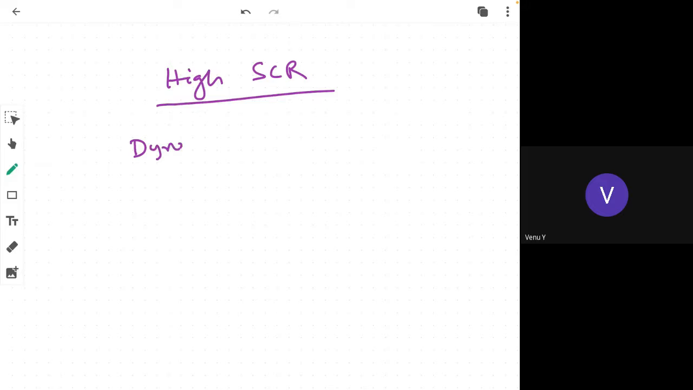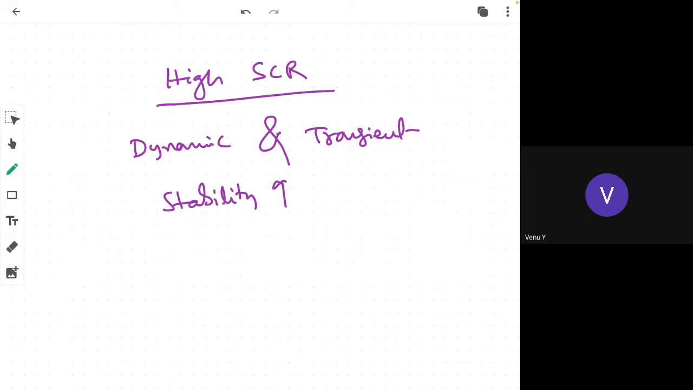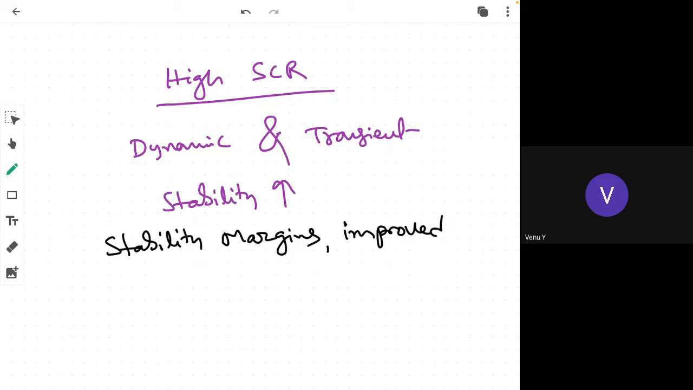Dynamic as well as transient stability have been increased. Stability margins have been improved. Stability margins have been improved with the highest here. This is the very first point.